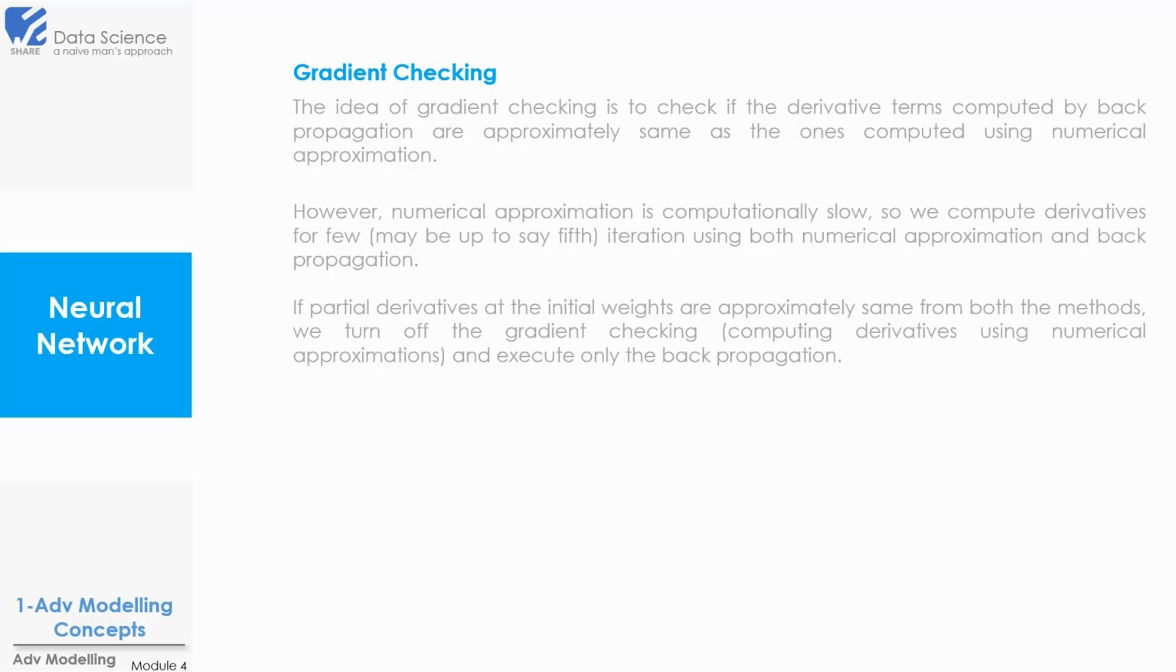After that, we check if the partial derivatives at the initial weights are approximately the same from both methods. Then we turn off the gradient checking and execute only backpropagation, because now we know that we are moving in the right direction. So that was the whole purpose of gradient checking. It guides us in calculating the optimized weights.